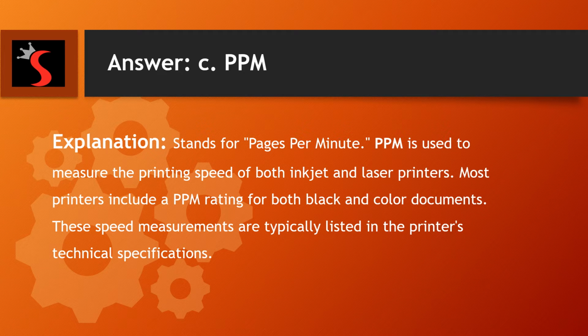PPM. Explanation: stands for pages per minute. PPM is used to measure the printing speed of both inkjet and laser printers. Most printers include a PPM rating for both black and color documents. These speed measurements are typically listed in the printer's technical specifications.